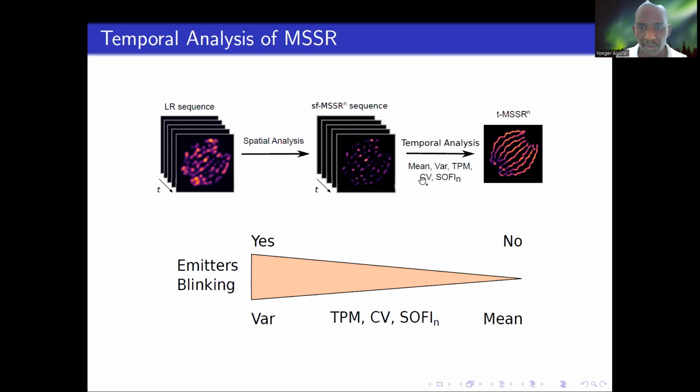Temporal analysis is the application of MEASURE by single frame over an image stack, a single-frame MEASURE stack, and this temporal function could be mean, variance, temporal product mean, coefficient of variation, or cumulant of SOFI. And we get a super-resolution image. This temporal function can be applied in several situations. For example, the variance is used when we have a high blinking of emitters, and the mean is applied when we have a low blinking. The other temporal functions are used in an intermediate situation between high and low blinking.